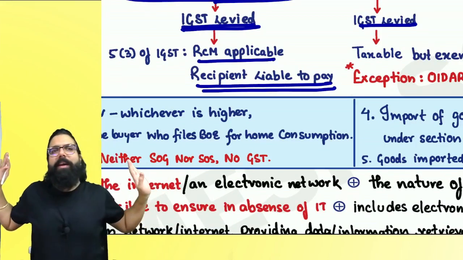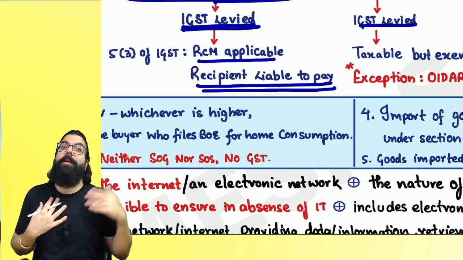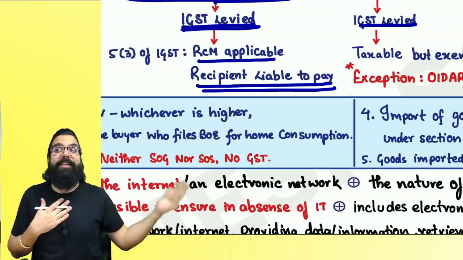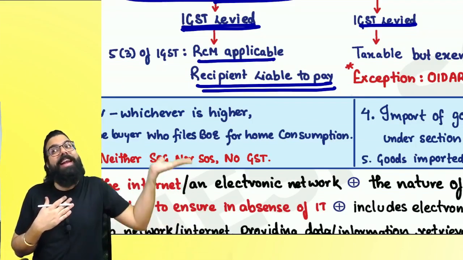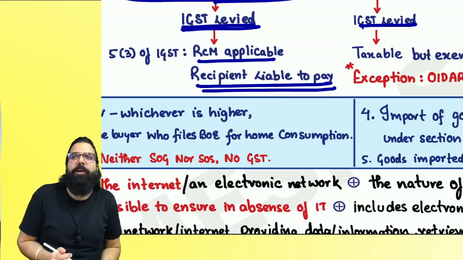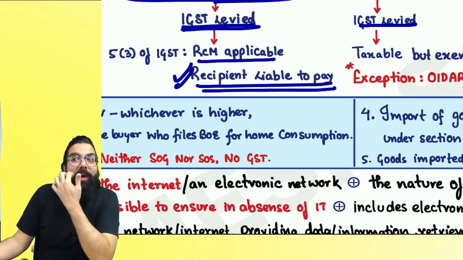the recipient is liable to pay under RCM. I imported some service. I went ahead and paid GST under RCM. I have to issue a self invoice and pay the GST under RCM. After I pay, can I take ITC? Recipient will be liable to pay. Once he pays, he can take the ITC. Can we go ahead, everyone?